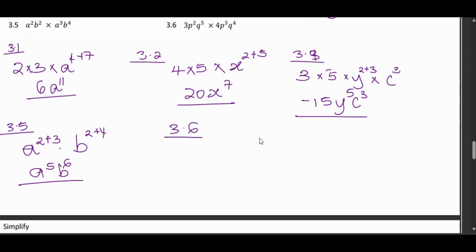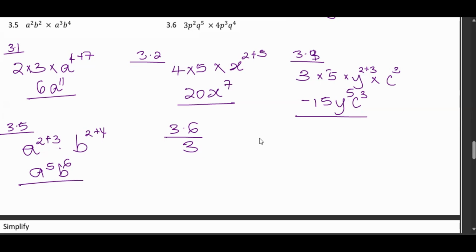Then we go to 3.6. 3.6 has 3p squared q to the power 5 times 4p cubed q to the power 4.